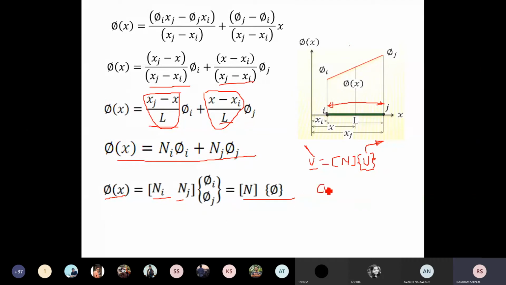Every time we are not writing phi as a function of x, because this is for one dimensional. If we go for two dimensional, it is phi equal to phi of x, y. If we go for three dimensional, it is phi of x, y, z. Phi is equal to N into phi, where N is the shape function matrix and phi is the matrix of nodal values of the field variable. Can you get how I have written this in matrix form? This is a very important concept.